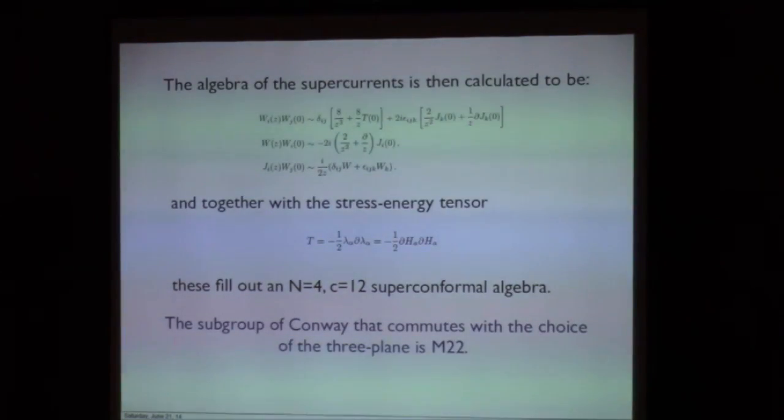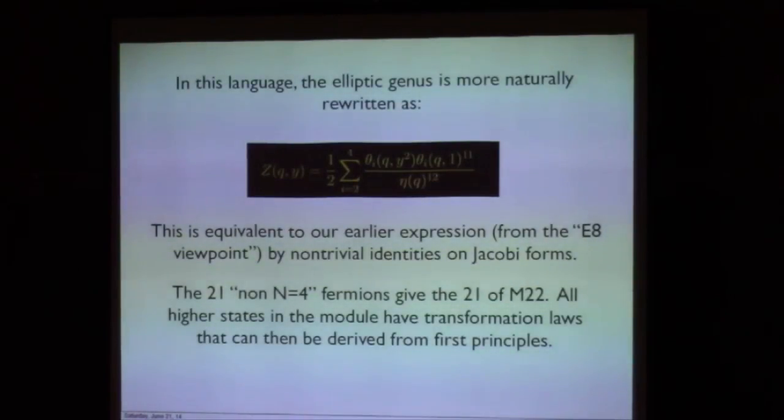Okay, so I go through the construction here. You get an N=4, c=12 algebra by choosing any such 3-plane in the 24 of Conway. And the subgroup of Conway that commutes with the choice of 3-plane is M22 for some particular choice. There are other groups that you can get by choosing other 3-planes. In this language of free fermions, the elliptic genus should be written this way, as 1 theta function of y squared and 11 other theta functions. This is actually equivalent to our earlier expression in terms of E8 by non-trivial identities. It's also the thing that appears universally in the elliptic genus of all Calabi-Yau fourfolds, which I think is meaningful, but I won't tell you why in this talk. Okay.